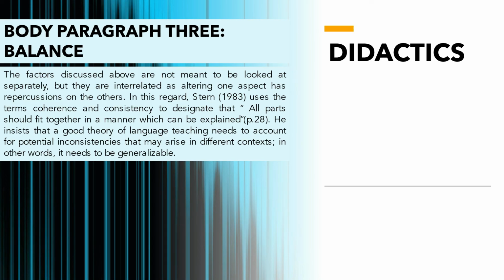Since we have so many factors, a theory should balance between all of them. Now, the factors discussed above are not meant to be looked at separately, but they are interrelated, as altering one aspect has repercussions on the other. In this regard, Stern 1983 uses the terms coherence and consistency to designate that. All parts should fit together in a manner which can be explained.